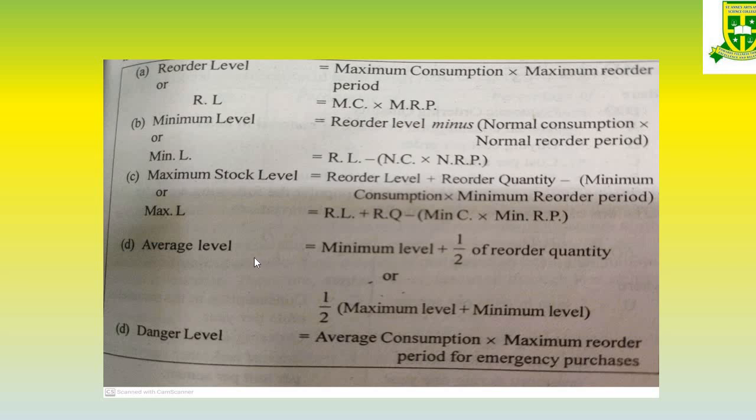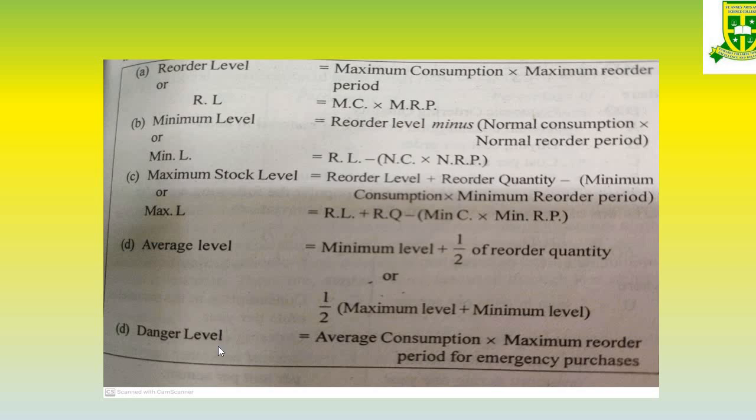The next one is the average level. For the average level, there are two formulas. You can follow any one formula. Which one will be easiest? The maximum stock level plus minimum stock level divided by 2. This will be the easiest formula. After calculating the minimum level and maximum level, add the two items and divide by 2, or the other formula is minimum level plus 1/2 of the reorder quantity. You won't get the same answer. The answer will be different for each formula. So it is your wish to follow any one of the formulas.